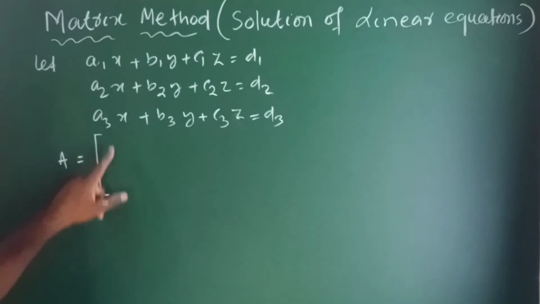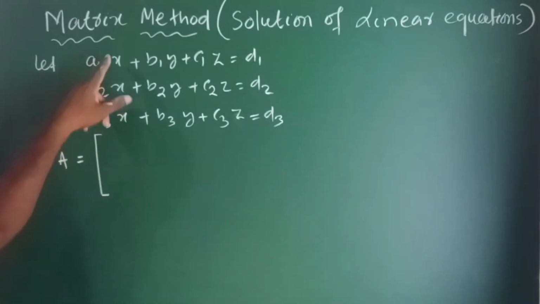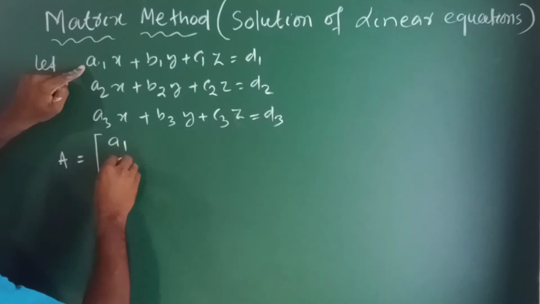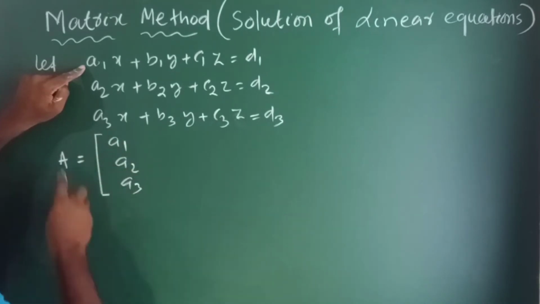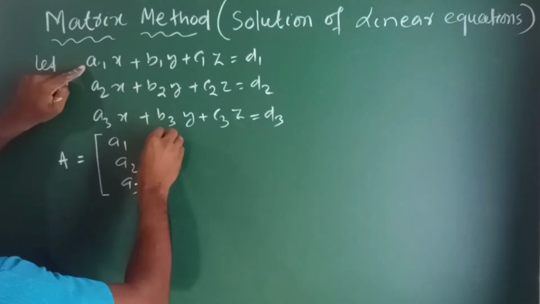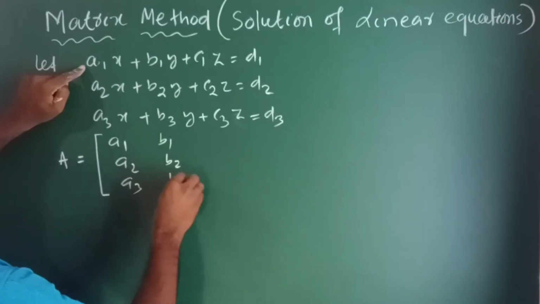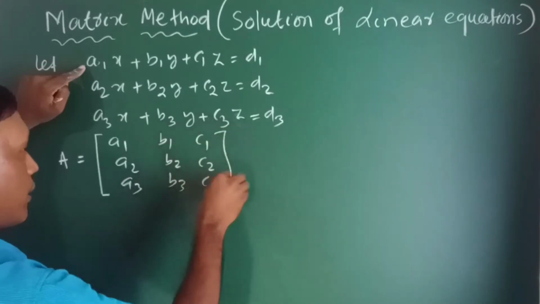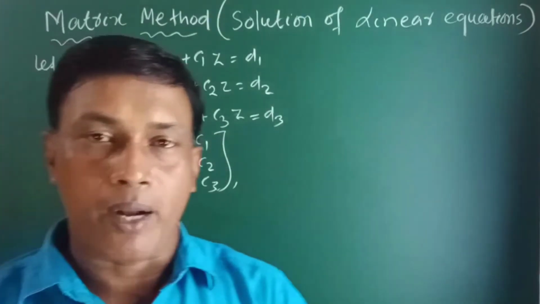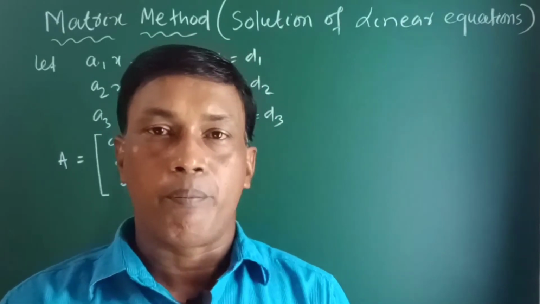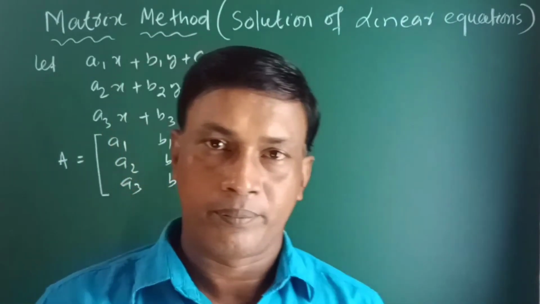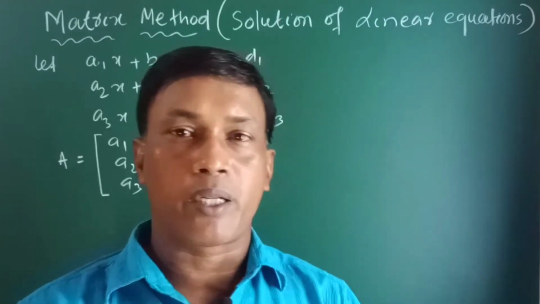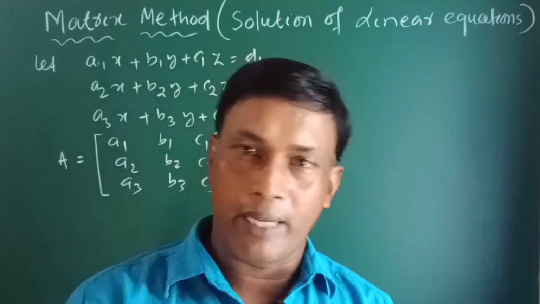And in the first column, what will be there? The coefficients of x. That means A1, A2, A3. Second column, the coefficients of y: B1, B2, B3. Here is C1, C2, C3. First you have to find a matrix A, which is known as the matrix of coefficients. Taking the coefficients of the variables, we make a matrix whose name is matrix A.